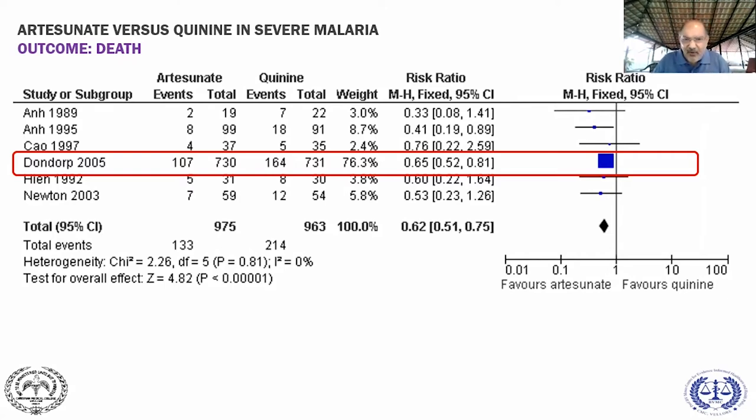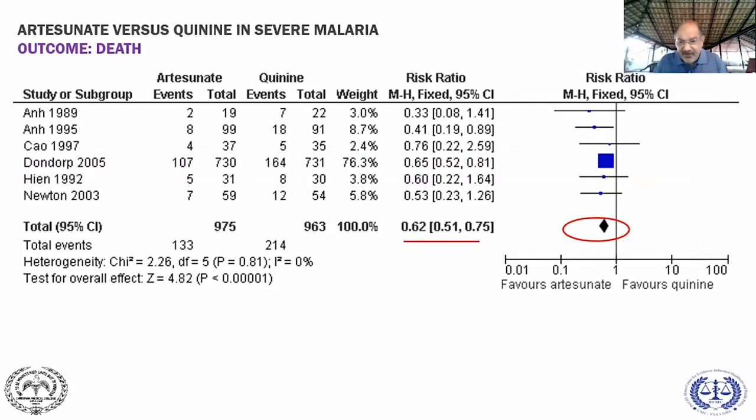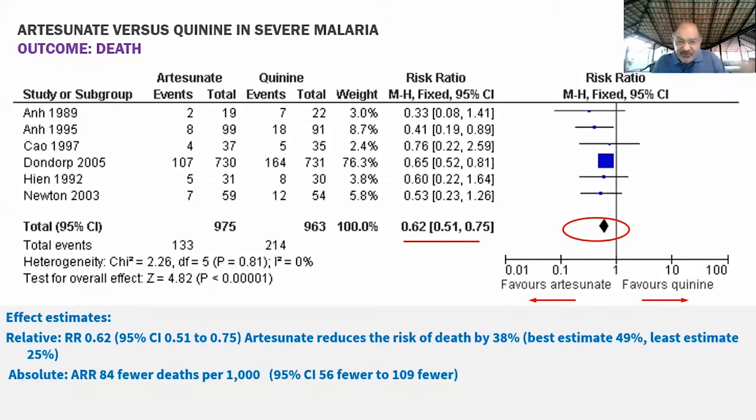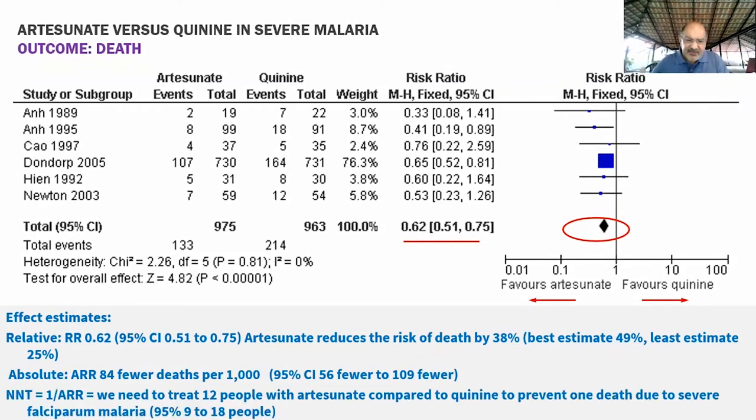And it shows that the study by Dondorp carried 73% of the weight contributing to the final result, which was favoring artesunate. And it showed that if you use artesunate, it reduces the risk of death by 1 minus 0.62, which is 0.38, or a 38% reduction in the risk of dying. The best estimate is 49%, and the least estimate is at least 25% reduction in the risk of death. The absolute difference was 84 fewer deaths per thousand, from 56 to 109 fewer. And you could also say that we would need to treat 12 people with artesunate compared to quinine to prevent one death due to severe falciparum malaria, anywhere from 9 to 18, which is pretty good. So you could say, okay, this is an effective intervention, let's recommend.